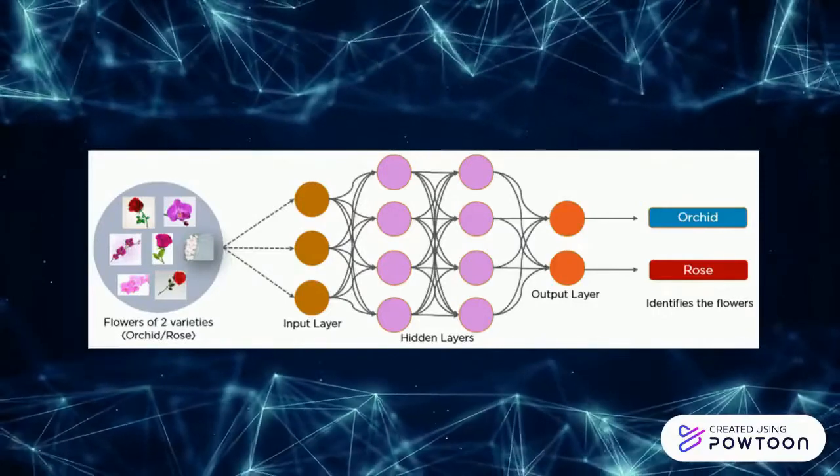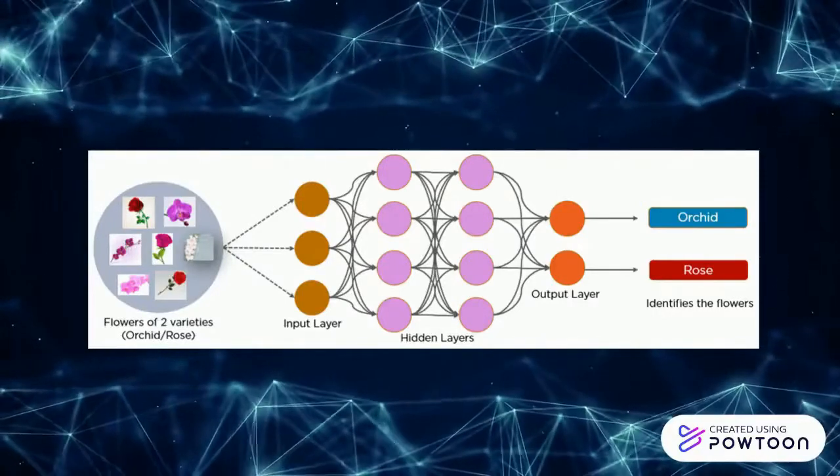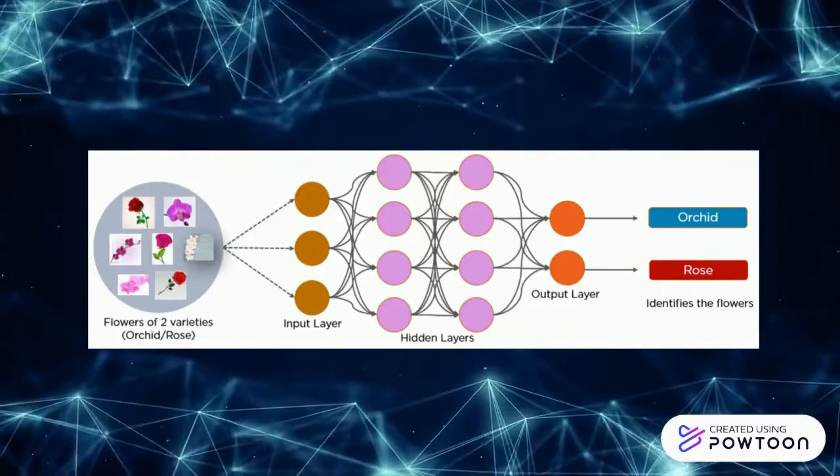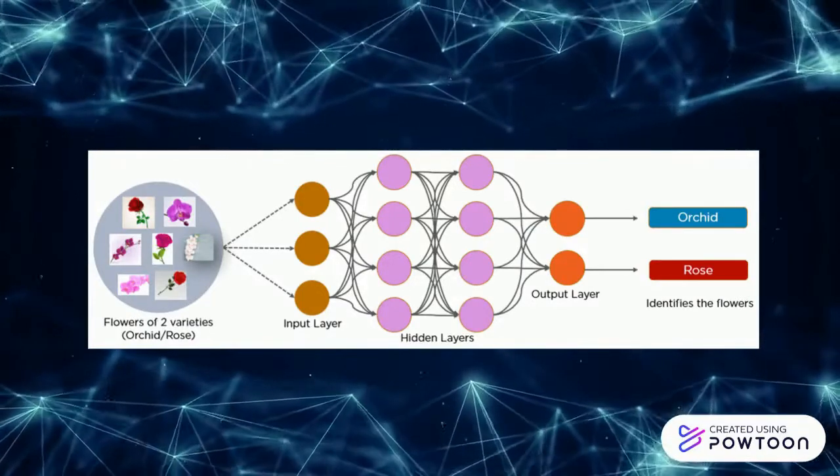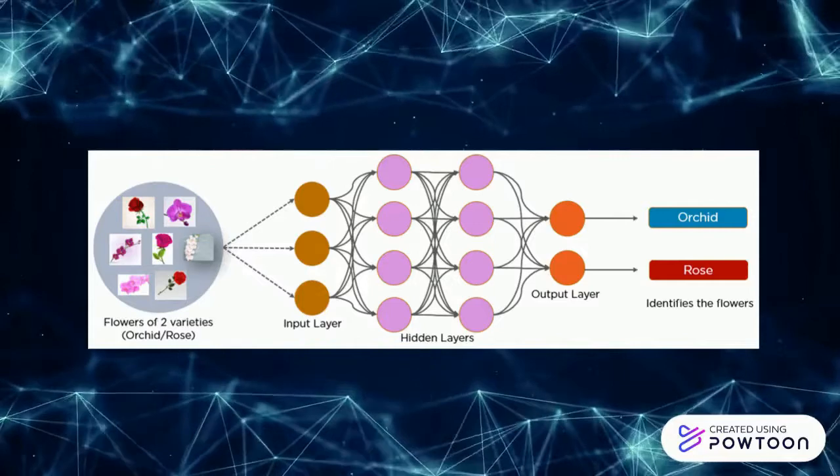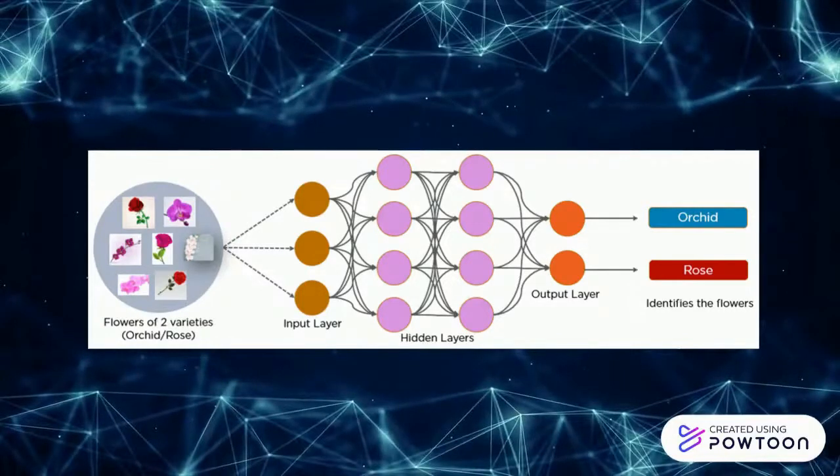A convolutional neural network is a feed-forward neural network that is generally used to analyze visual images by processing data with grid-like topology. It's also known as ConvNet. A convolutional neural network is used to detect and classify objects in an image. This is a neural network that identifies two types of flowers, orchid and rose.